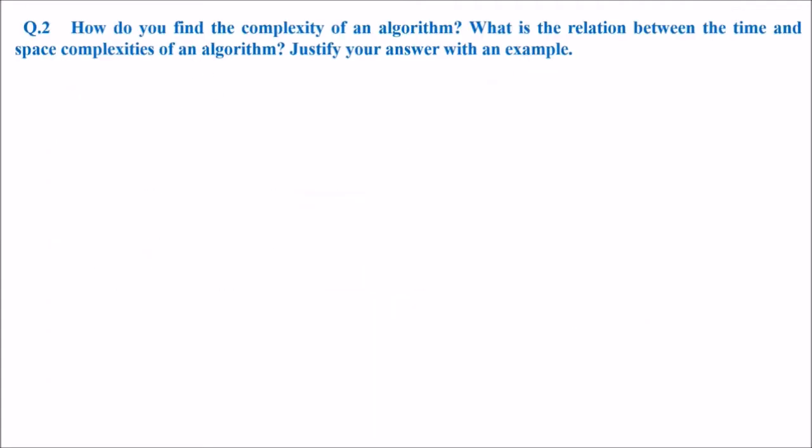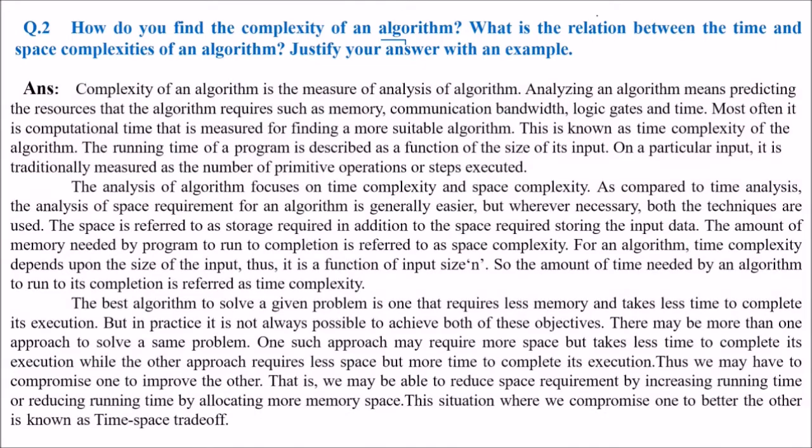Next is, how do you find the complexity of an algorithm? What is the relation between the time and space complexities of the algorithm? Justify your answer. Complexity means the space and time complexity. The complexity of the algorithm is computed in terms of time and space. So complexity of an algorithm is a measure of analysis of the algorithm.